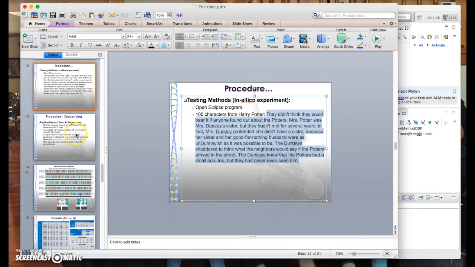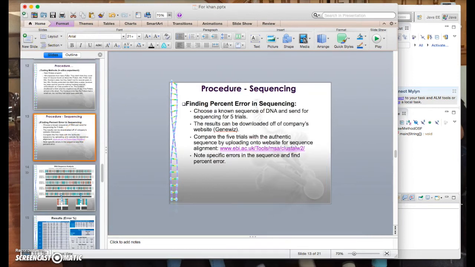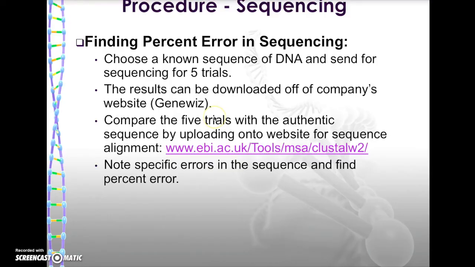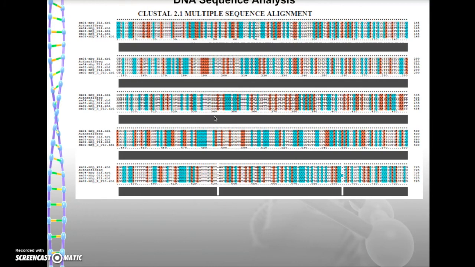So then we can go back to this. In order to find the percent error in the DNA method, I wanted to see how much percent error you would get in the sequencing method. So I chose a known sequence of DNA and sent it to a lab for them to sequence 5 times, the same sequence 5 times, and I wanted to compare the trials and see how many errors I would get. So this is what this looks like.